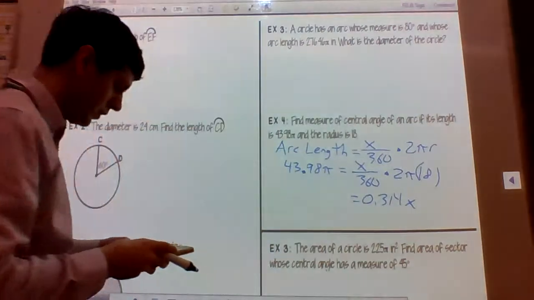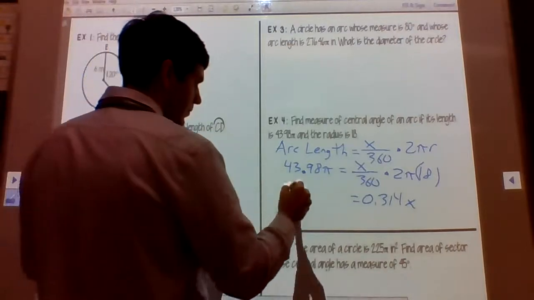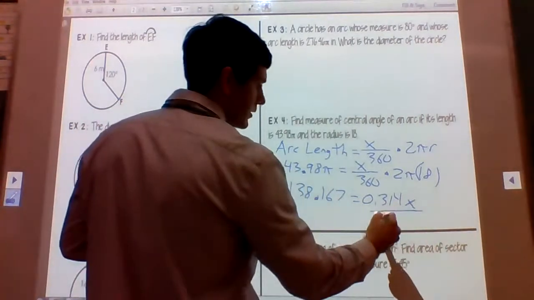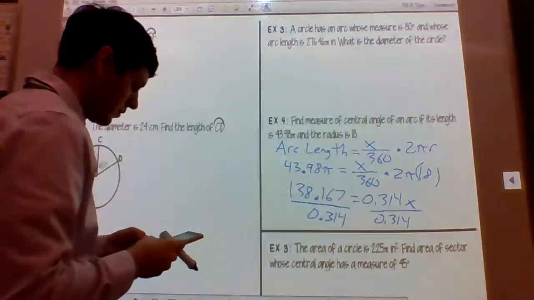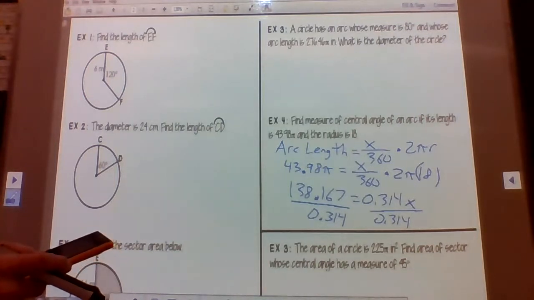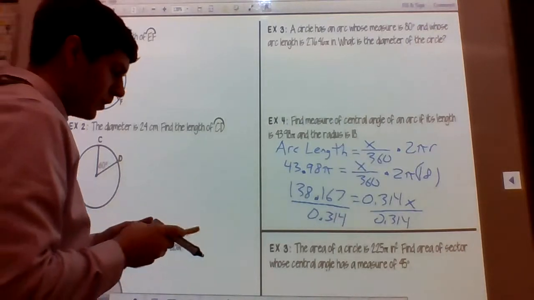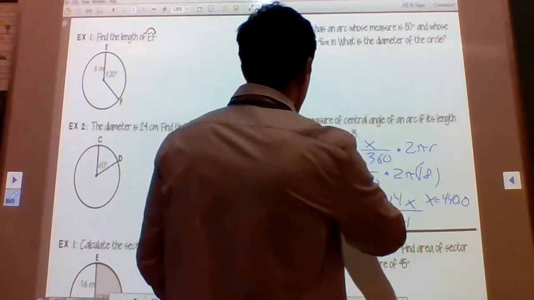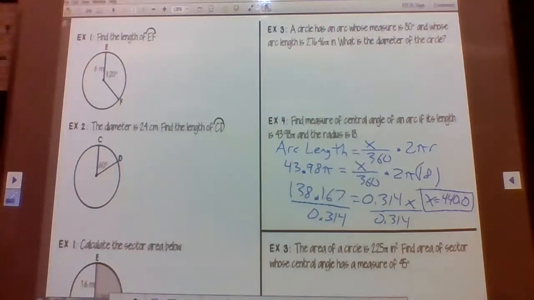0.314x is on that side, and then 43.98 times pi is 138.167. Divide both sides by 0.314. And we get 440.0. There's no unit here, but that would be our measure of our, that doesn't look right.